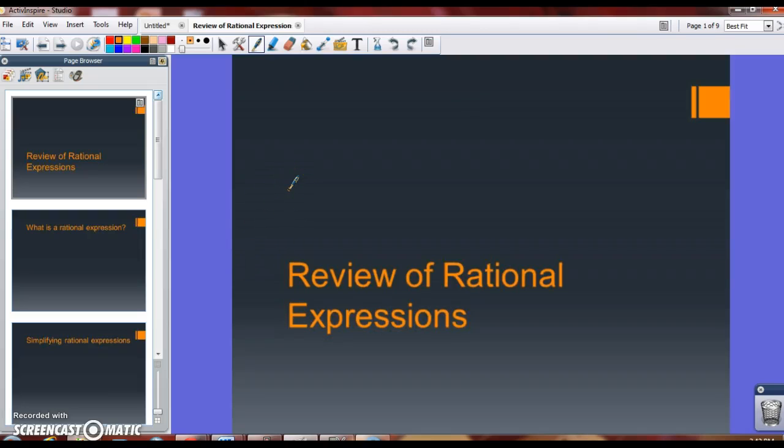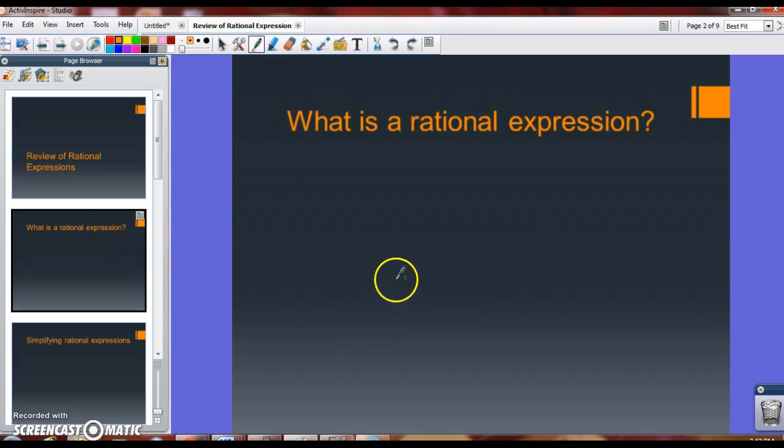Hi everyone, today we're going to do a review of rational expressions. So yesterday you had your quiz on the first part of the review, so we're going to continue on with that. So let's start with first talking about what is a rational expression.